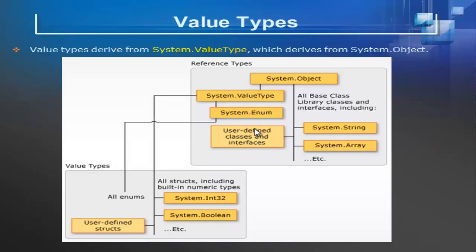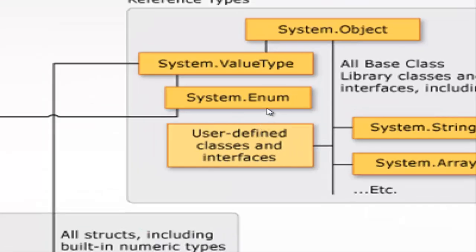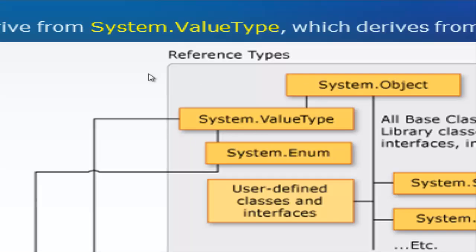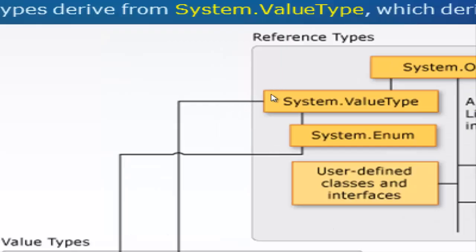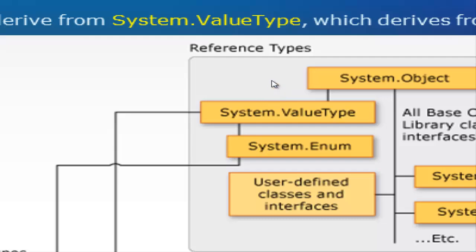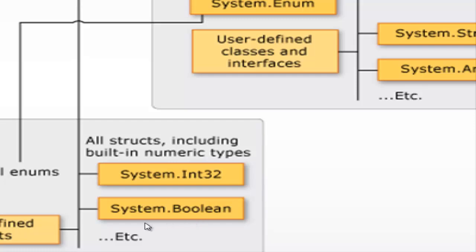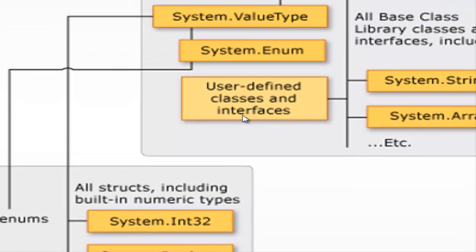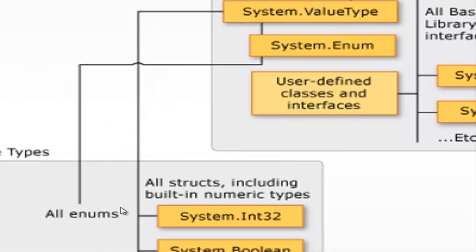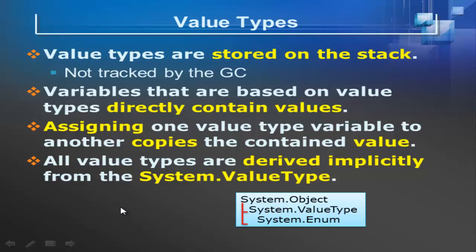So let's come back to the value type. Our value types are all derived from System.Object. You must remember that. From System.ValueType you get all the data types, integer, boolean, and all of them. And there is a subsection here, System.Enum, from which you get all the enumerations. Let's quickly go through the difference between both of them. Value types are stored in the stack, and there is no garbage collection. And the values are directly held by the variable.